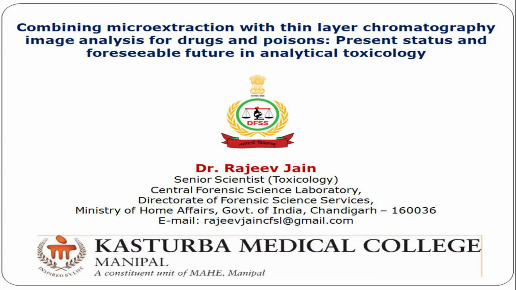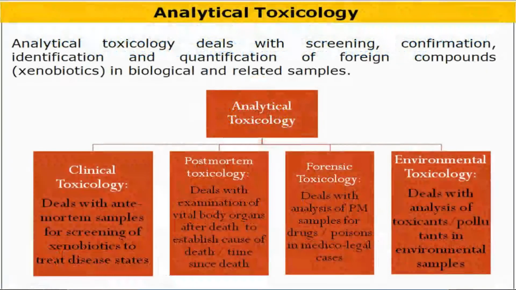We have to understand what is analytical toxicology. So basically, analytical toxicology is a branch of analytical chemistry, and it deals with screening and confirmation, identification, and quantification of various foreign substances which are not endogenous to our human body. So these foreign substances or foreign compounds are generally known as xenobiotic compounds. So whenever I use the term xenobiotics, that means I will be using it for drugs and poisons which are not endogenous to our human body.